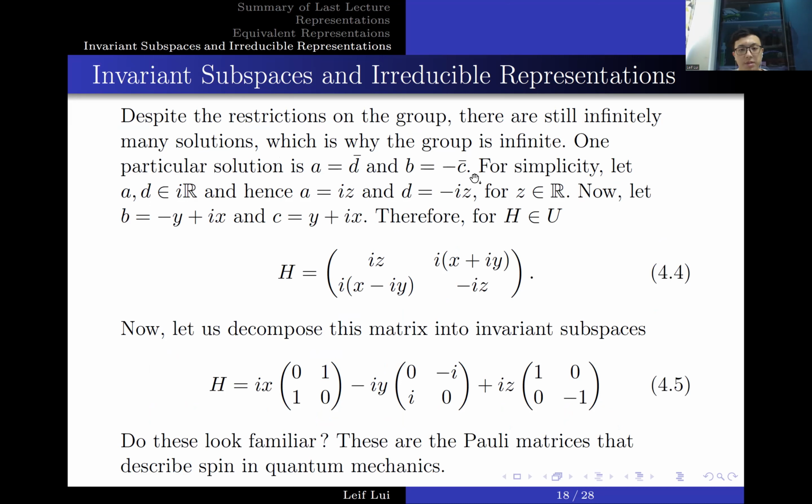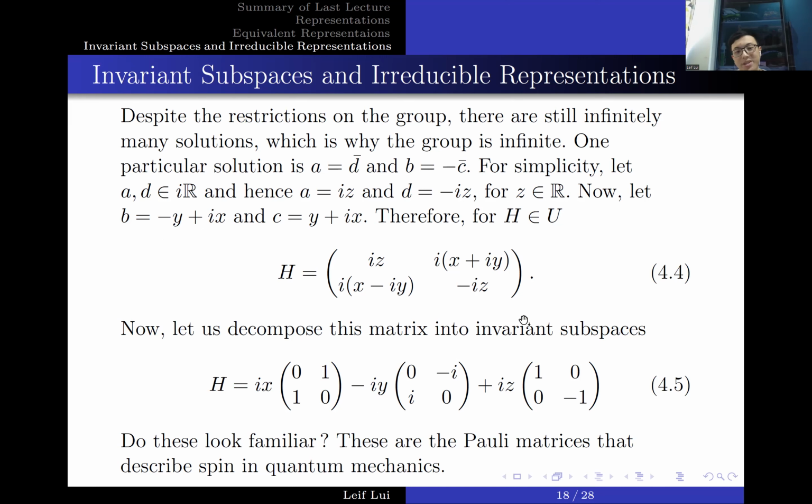This is fine. For simplicity, let A and D be I times a real number. So basically, it's not a real number, but just an imaginary one. It is a complex number, but you just set the real part to 0. So we find that, and moreover, let B equal minus Y plus IX and C equal Y plus IX. So there we have a matrix which is in the set of unitary matrices as follows. And we can decompose this into invariant subspaces, and we get Ix times this, Iy times this, minus Iy times this, and Iz times this.